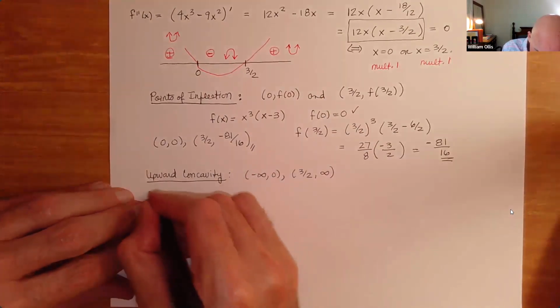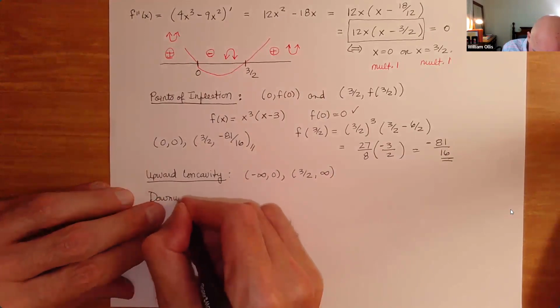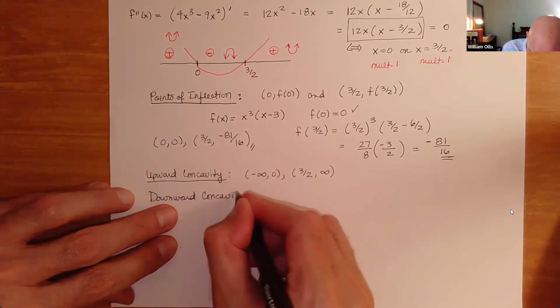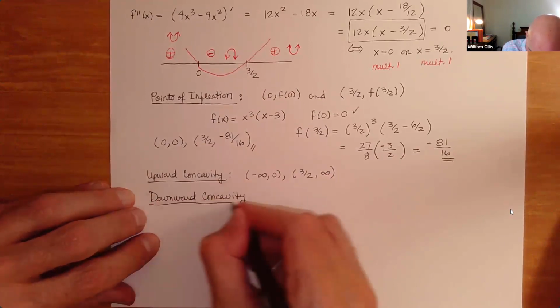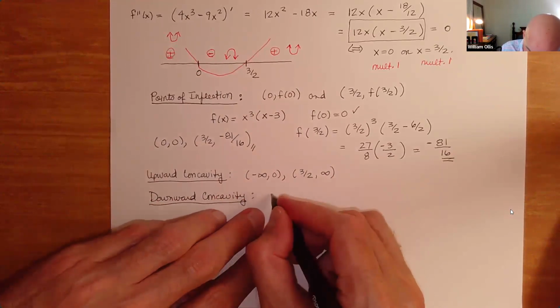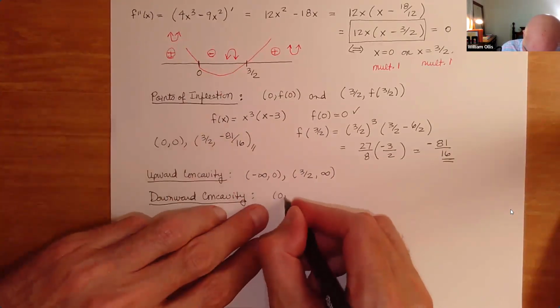And for downward concavity, we have what? Well, let's just see. We've got what? Just right in between 0 to 3/2.